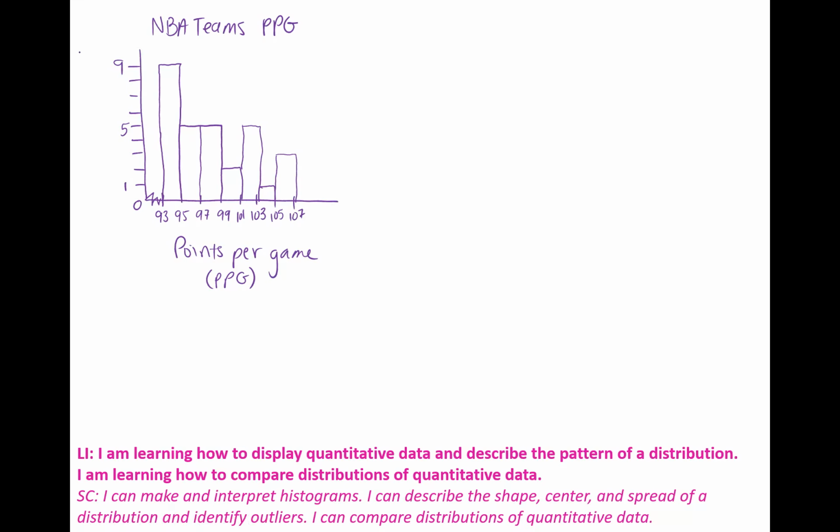Oh, I forgot to label this side. It's frequency because these were the counts. All right, so we're going to do the same thing over here. We're going to repeat our stuff, except this time we're going to do relative frequency. My x-axis is basically going to stay the same. I'm going to start at 93, and then I have 95.